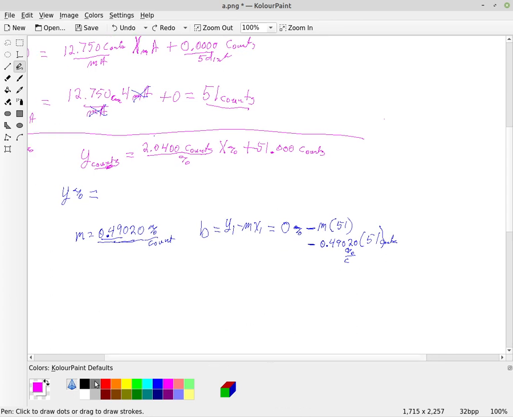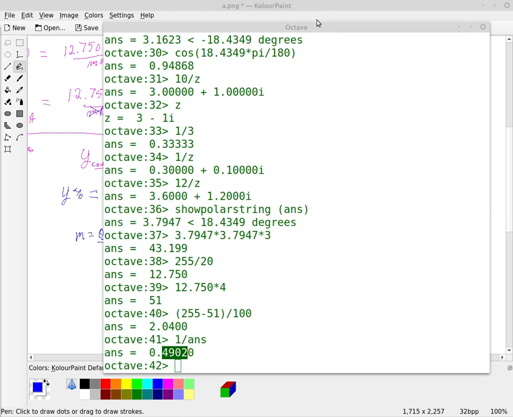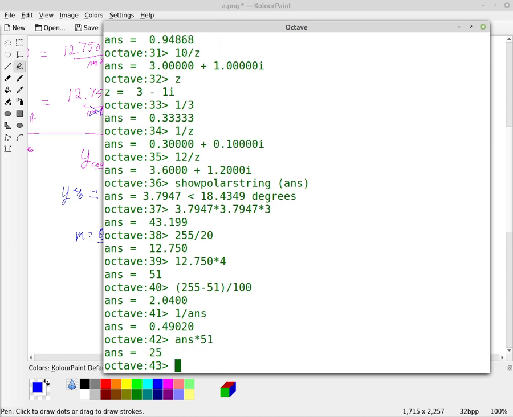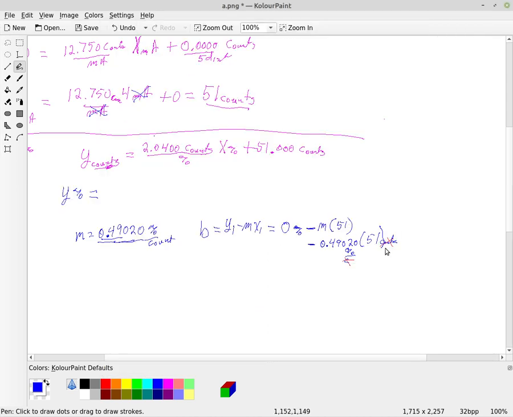Percent per count, so the counts cancel, and we'll be left with a percentage, but it's going to be a negative percentage we're going to have to subtract back off of there. So that's the 4902 times the 51, and it turns out to be 25%. So we've got to subtract off 25%.